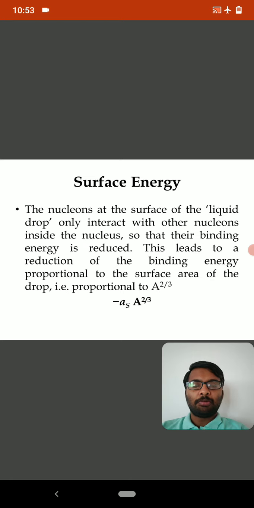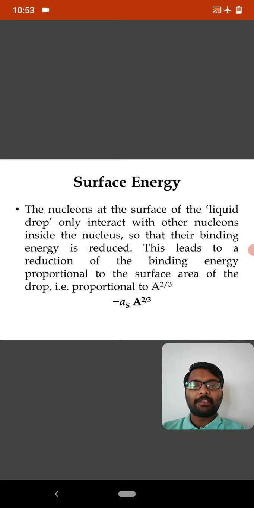So how this A raised to 2 by 3 term comes means, the surface area is 4 pi r square and the nuclear radius R is proportional to A raised to 1 by 3. So because of the r square, this A raised to 1 by 3 squared becomes A raised to 2 by 3. As this surface energy results in reduction of total binding energy, this term comes with a negative sign, that is minus of a_s into A raised to 2 by 3.